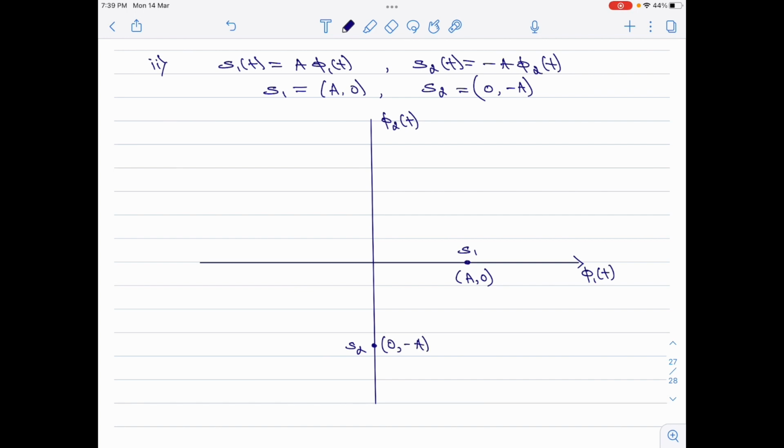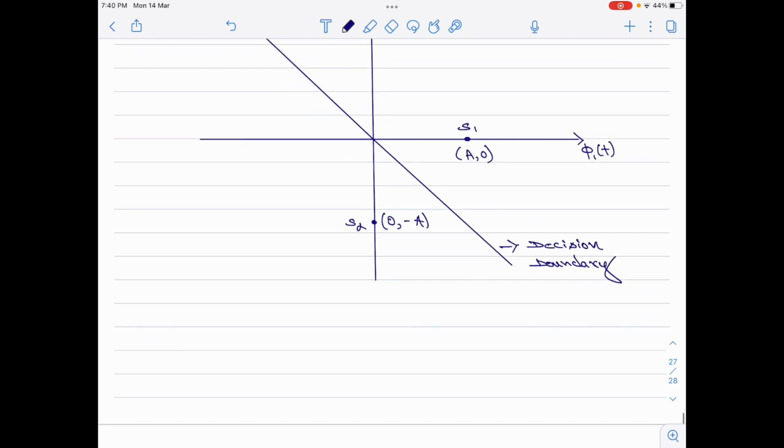By using the same approximation as what I have previously explained, the decision boundary will be a line with a slope of minus 1. So, I will draw the decision boundary as, right. So, this will be the decision boundary. I will write the decision boundary here. This is simply a line that is passing through the origin with a slope equal to minus 1.